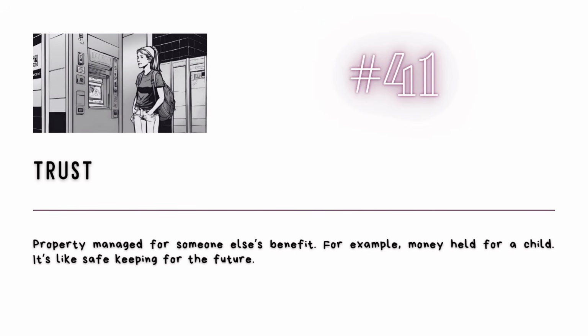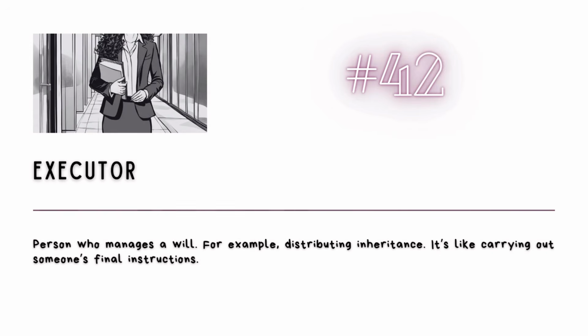Trust, property managed for someone else's benefit. For example, money held for a child. It's like safekeeping for the future. Executor, person who manages a will. For example, distributing inheritance. It's like carrying out someone's final instructions.